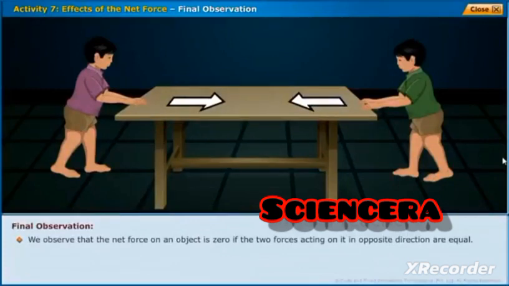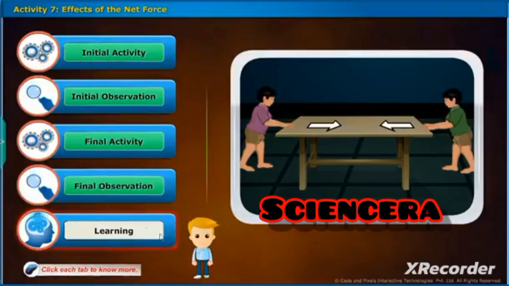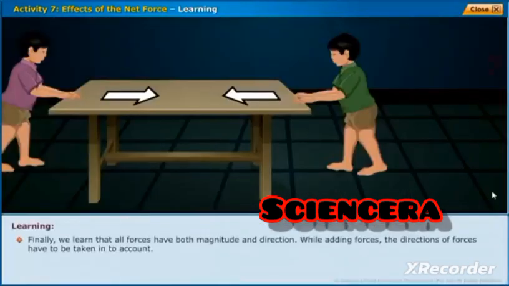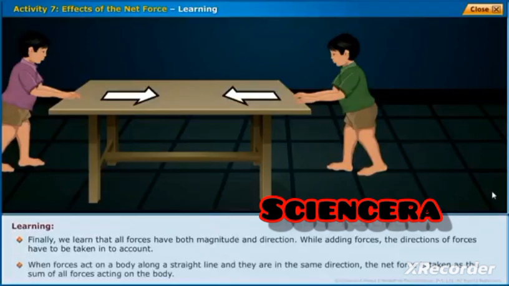We observe that the net force on an object is 0 if the two forces acting on it in opposite directions are equal. Finally, we learned that all forces have both magnitude and direction. While adding forces, the directions of forces have to be taken into account. When forces act on a body along a straight line and they are in the same direction, the net force is taken as the sum of all forces acting on the body.